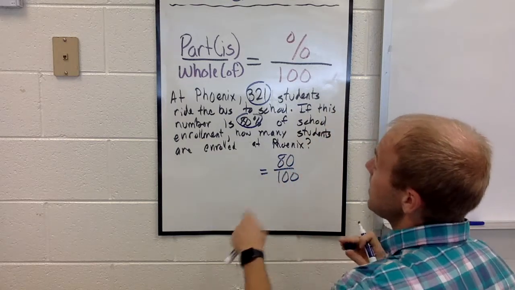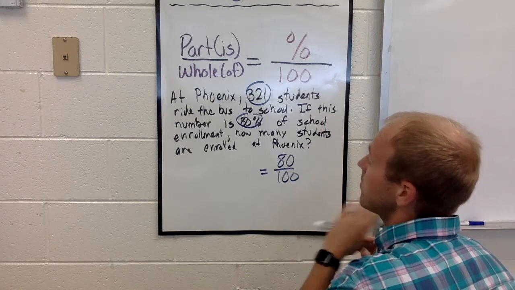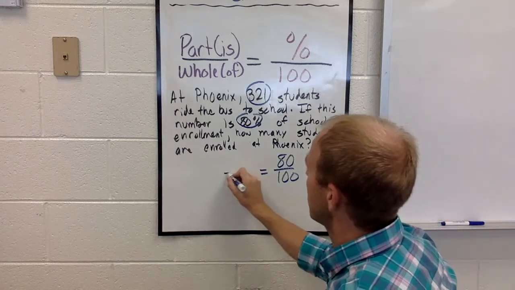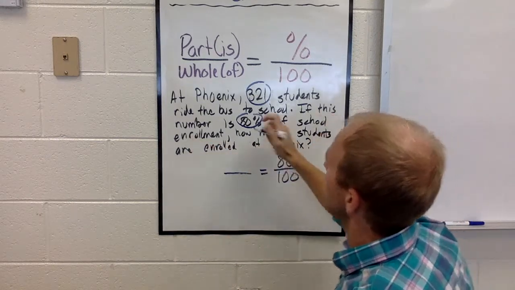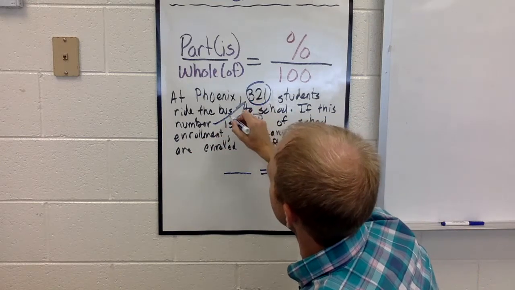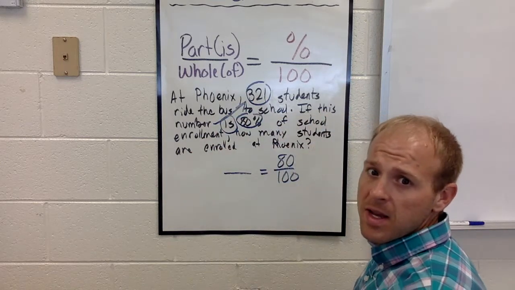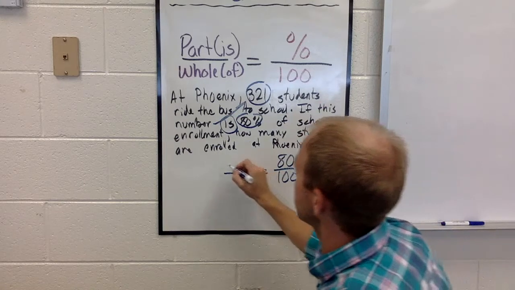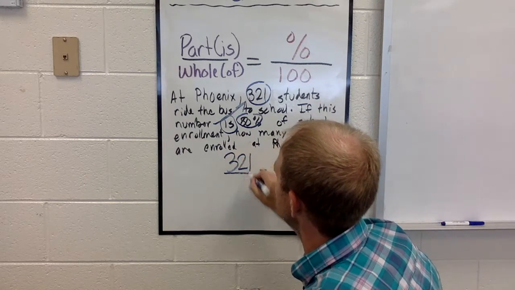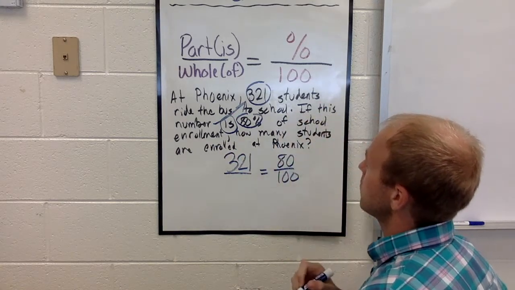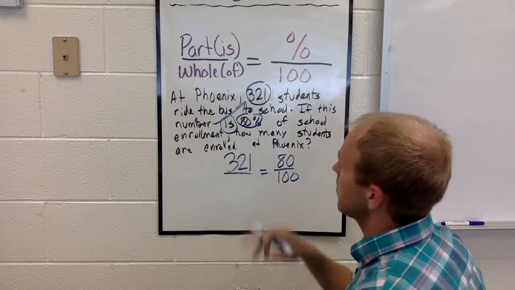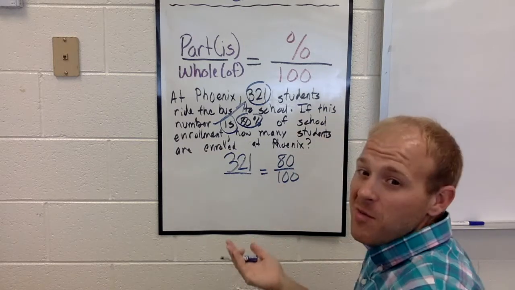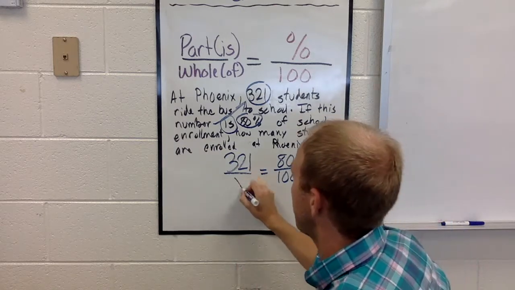If this number is 80% of the school's enrollment, okay, so what number are they talking about here? This number. This number is that, and that goes with "is." So that's an "is." Remember, "is" goes on top. So 321 of the school's enrollment. How many students are enrolled? So that "of" is the school's enrollment, and we don't know that. They don't tell us that. So that's our unknown.